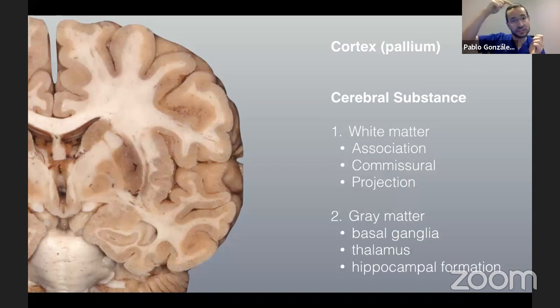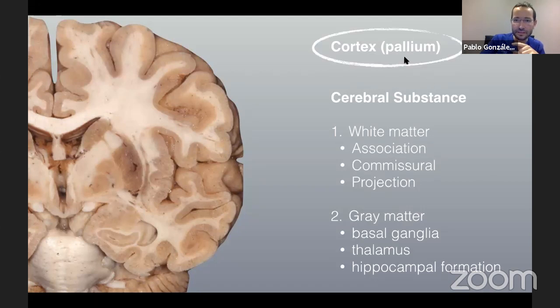The cortex, which is the external surface, we will call it pallium. And pallium is a Latin word which means cover. This is why we call the pallium the external surface of the brain. It is mainly composed of gray matter. And then we have the cerebral substance, which is inside or underlying this cortex, this pallium. And this cerebral substance can be divided into white and gray matter. The white matter is composed of association, commissural, and projection fibers, while the gray matter underlying the cortex is composed mainly of the basal ganglia and the thalamic region.